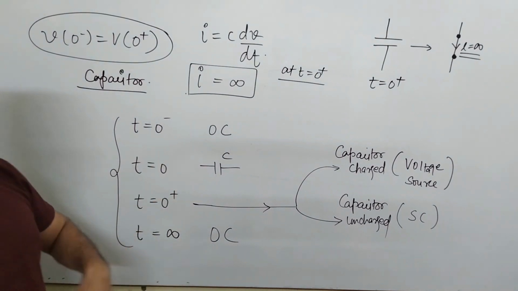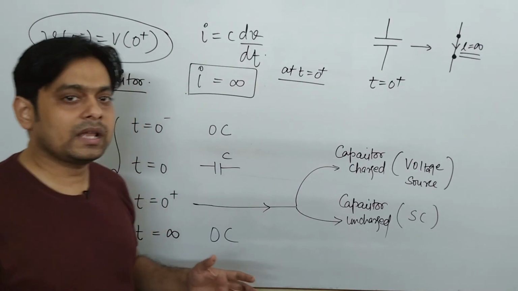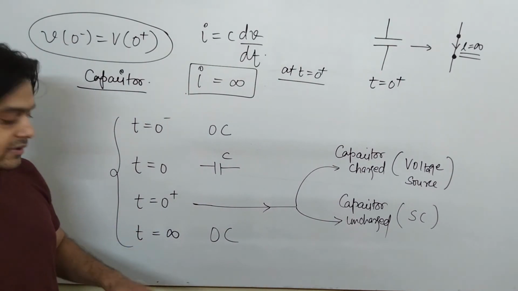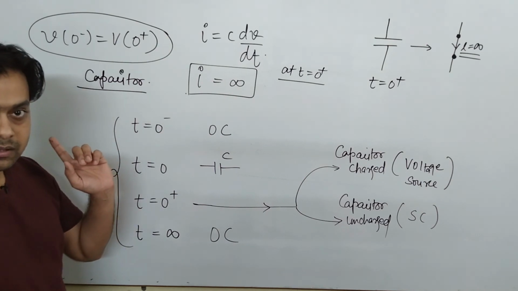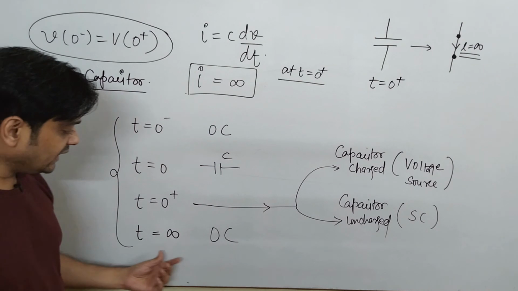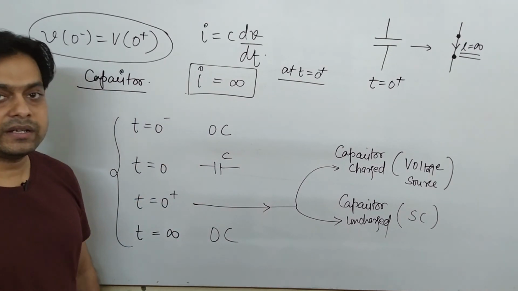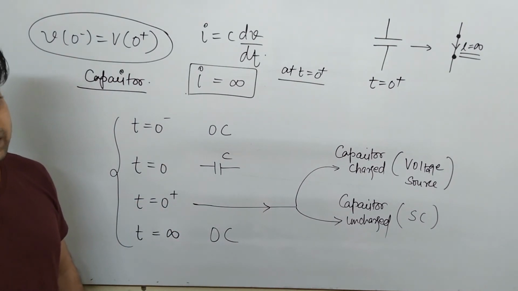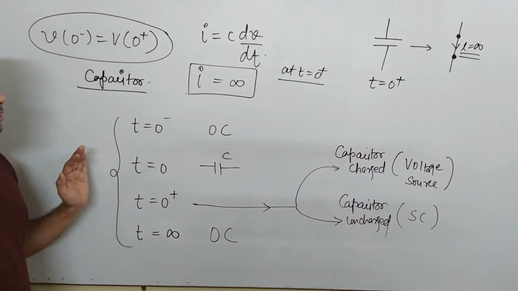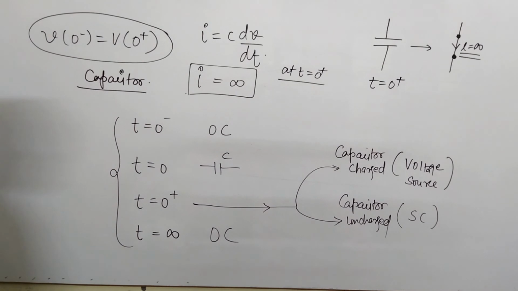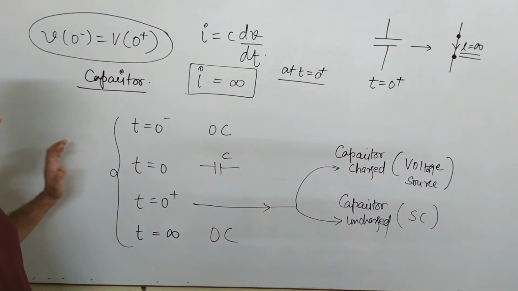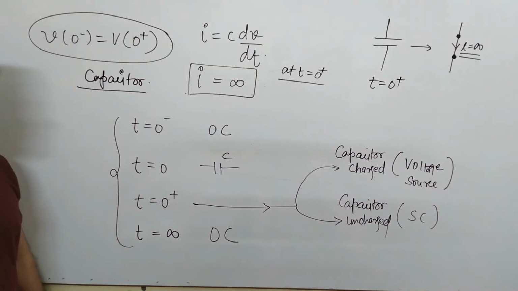Why? Because the entire charge will have been discharged. At t equal to infinity, as we have already seen, only the applied voltage will remain, so under that condition the capacitor behaves like an open circuit. You must remember this condition to solve RC-based circuits. So this is all about the capacitor. In my next video we will see the analysis of the inductor.